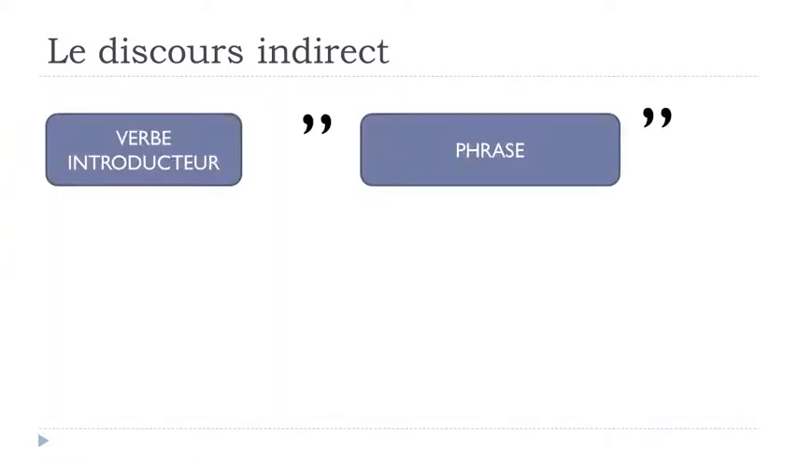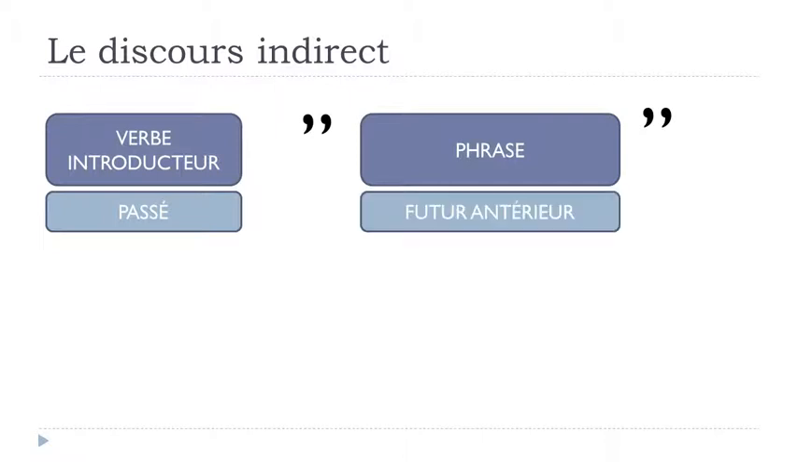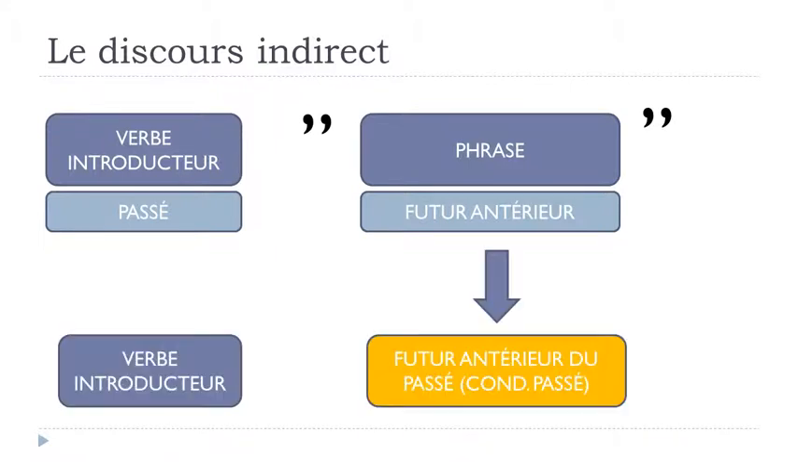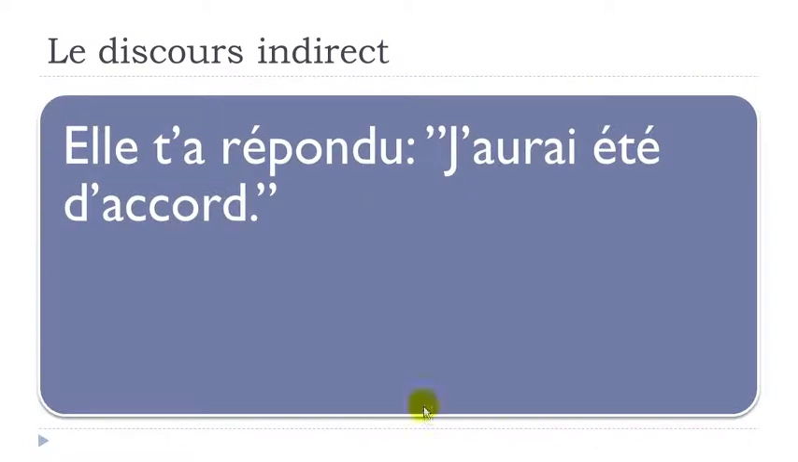And so let's see now if we've got, still in the first part, the past, because that is the whole subject of this video, and we've got this futur antérieur in the second part. This futur antérieur will become what we call, and it's still the same thing, quite interesting, futur antérieur du passé, but technically it's the conditionnel passé. Okay? Elle t'a répondu, j'aurai été d'accord.